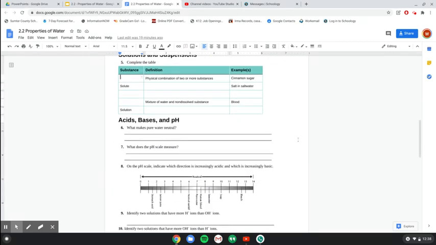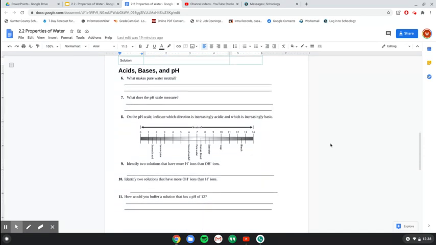But I want to come down here and make sure that you read the directions carefully. Now it says on the pH scale, indicate which direction is increasingly acidic and which is increasingly basic. Okay, so you can use Google Docs to draw an arrow on this, or you could probably just type on it as well and label which side is acidic or basic.